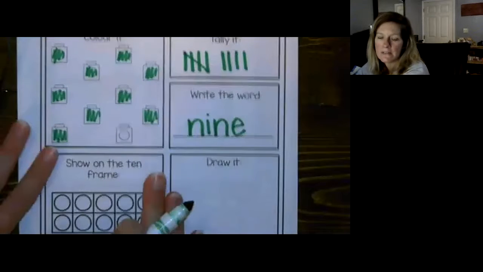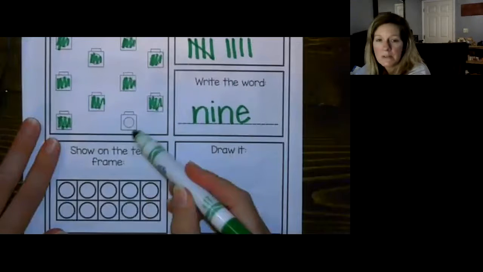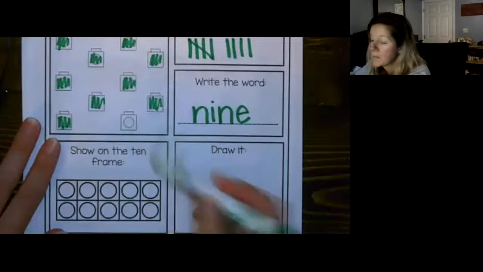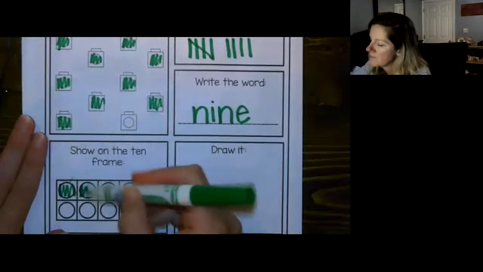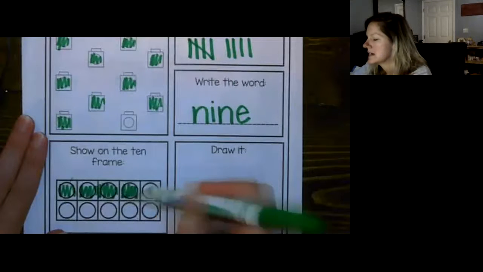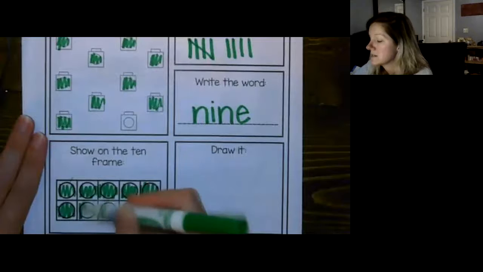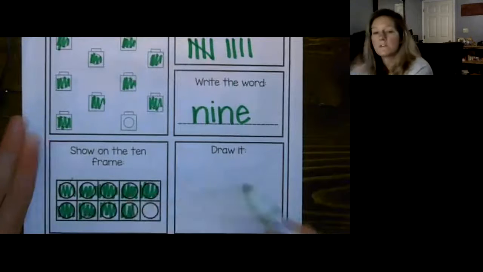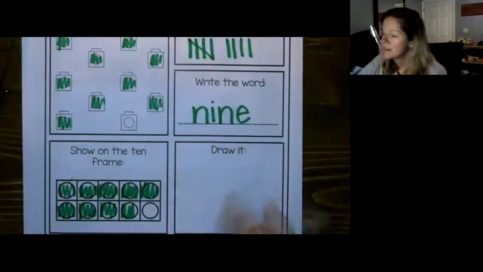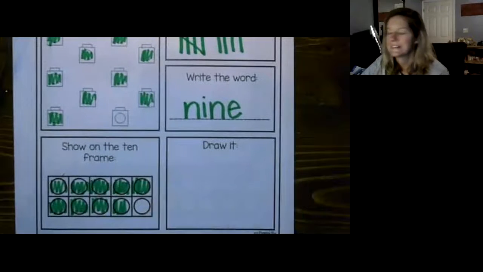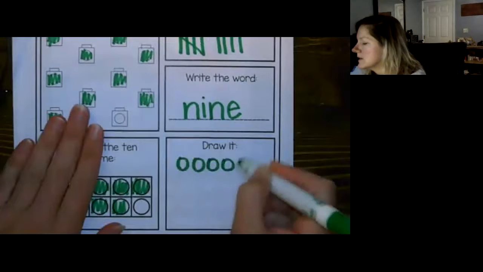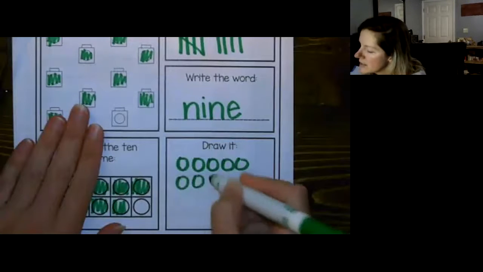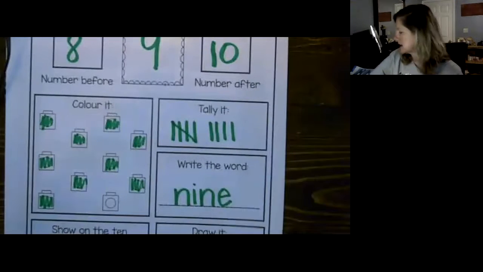All right, down here we have our 10 frame. Now, how many did we leave blank up here? Just one. How many do you think we're going to leave blank down here? Just one. So go ahead and color your 10 frame because we know that 9 is one less or fewer, smaller than 10. All right, so number 9, draw it. Let's just do something easy. Let's just do circles today. 5, 6, 7, 8, 9. Very good. And that's your number 9, number of the day.